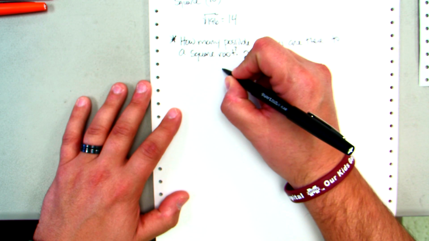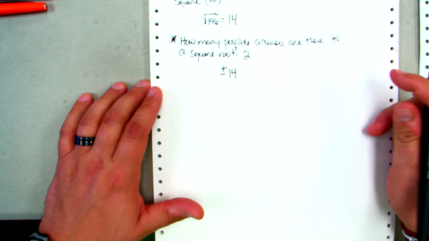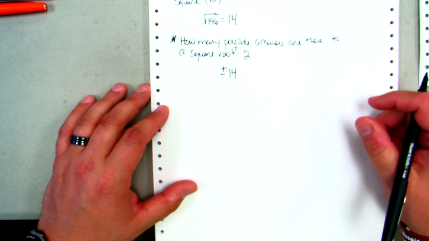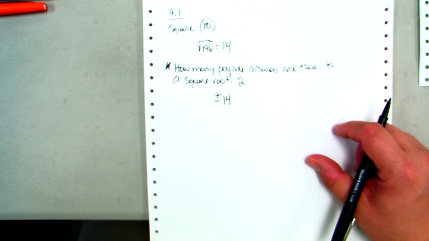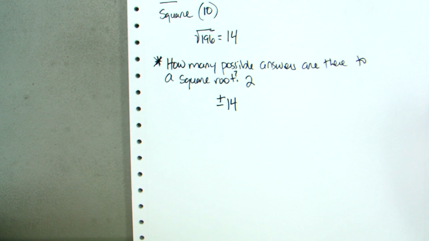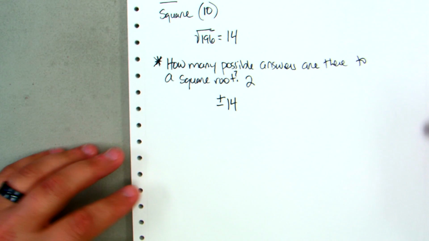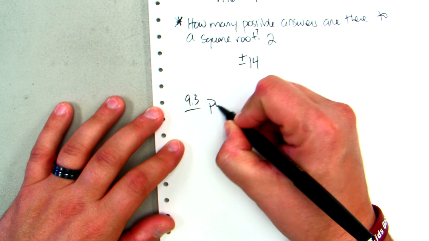14. It actually can be positive or negative 14. Negative 14 times negative 14 equals 196. Positive 14 times positive 14 equals 196. So knowing that would be a very good thought of how many possible answers are there to a square root. All right, moving on, chapter 9.3, we talk about the Pythagorean theorem.